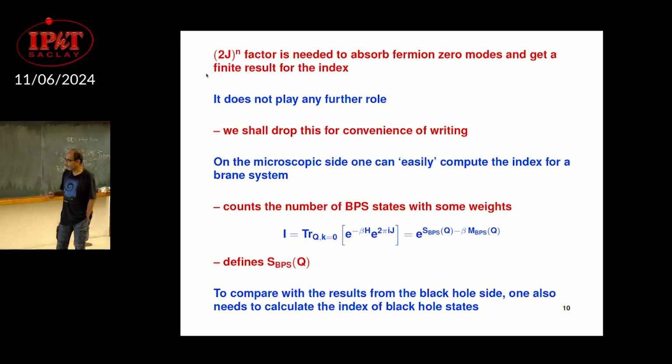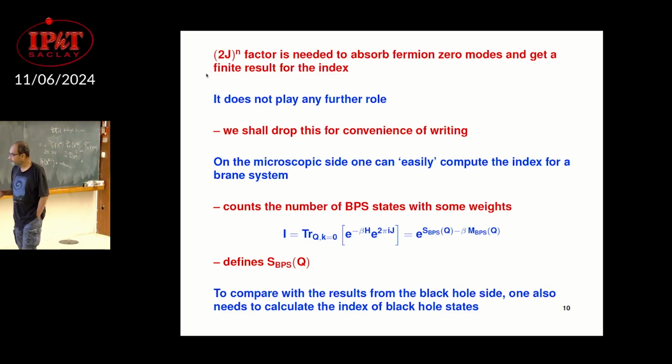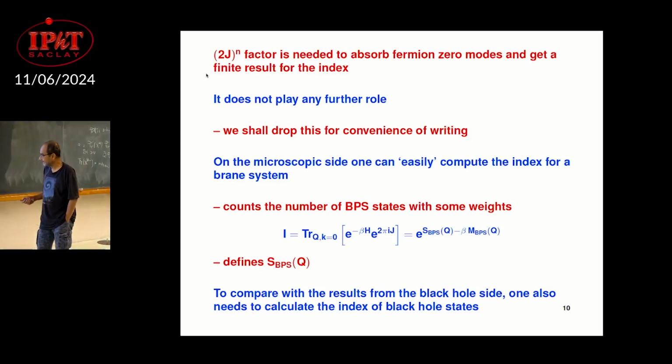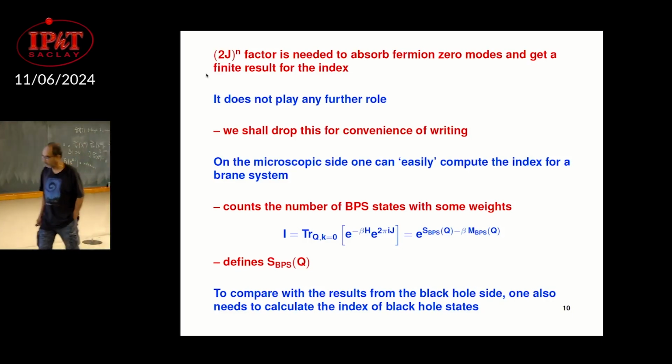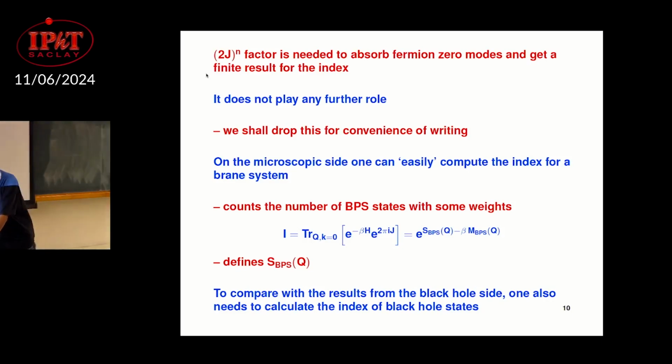Okay. So what we want to do is to compare this with the results from the black hole side. So if we want to do that seriously, then we should also calculate the index of the black hole states. And this is what I'm going to describe now. How do you calculate the index for the black hole states?